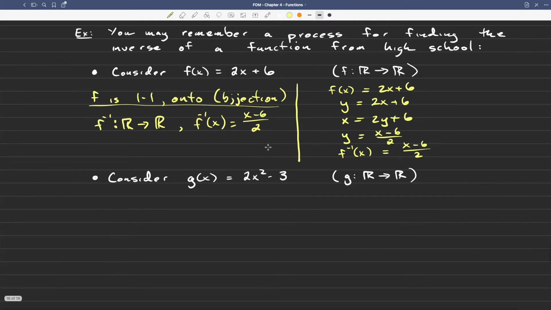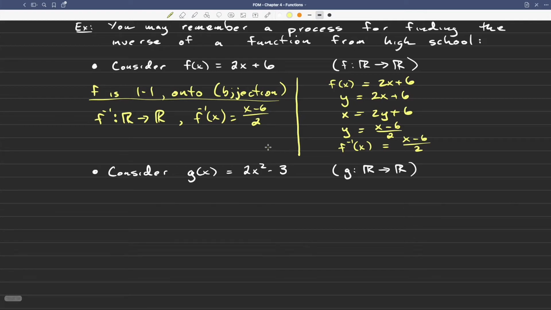Now, on the other hand, let's look at this function g here. Now g, 2x squared minus 3, you probably will recognize as a parabola, and it opens upward, shifted down by 3. But I know parabolas always fail the horizontal line test. Horizontal lines always cross parabolas more than once. So I know this function is not 1 to 1, and that tells you that it doesn't have a good inverse. So here g is not 1 to 1. It's also not onto, because the range of this function is the interval from -3 to infinity, which is not all of the real numbers.